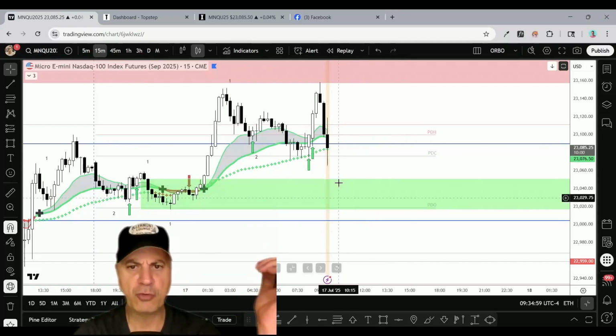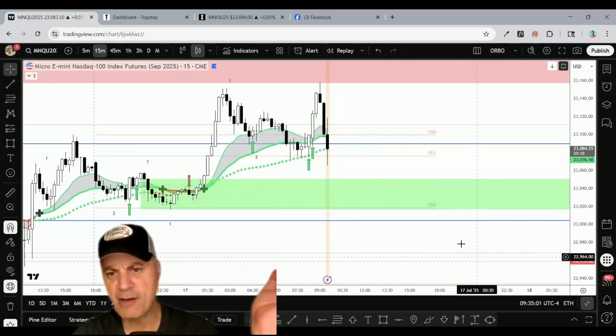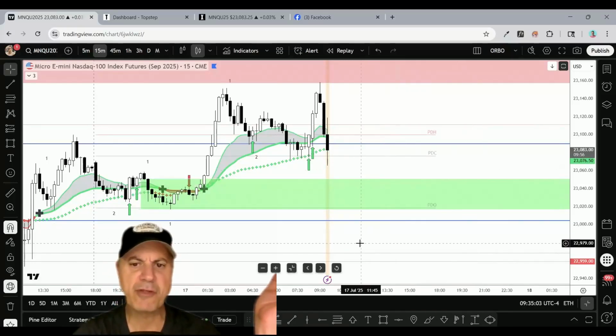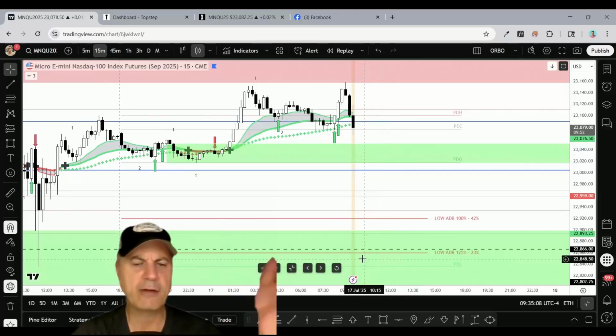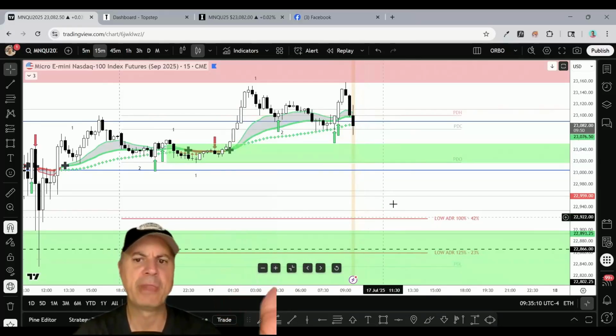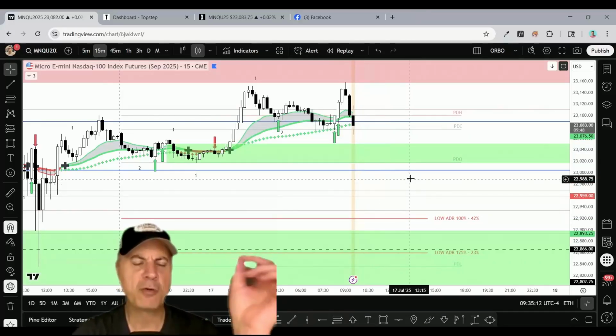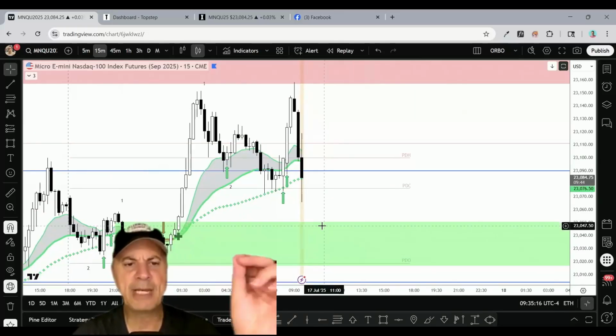It may shoot down really quick. It may take its time getting down. It might break through this demand zone and go to this one. Well, Chris, which one is it? You will never know. That's what makes the opening range breakout such a great strategy. You're eliminating the where and the when.